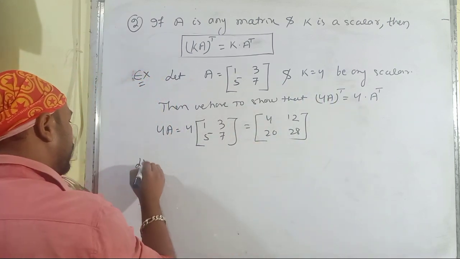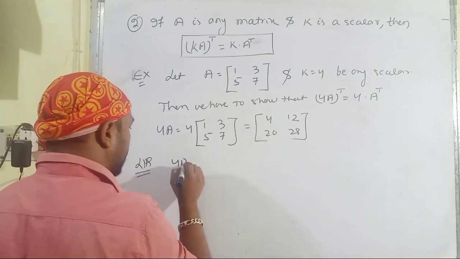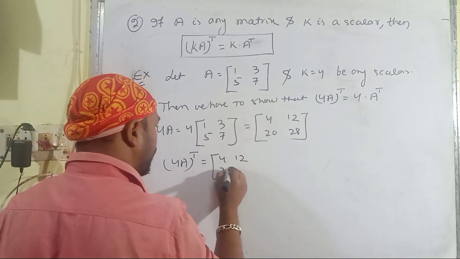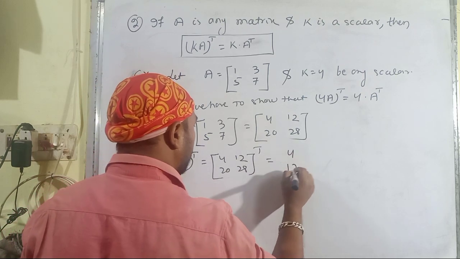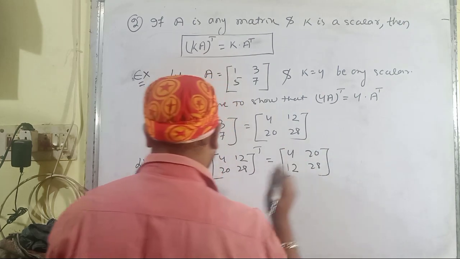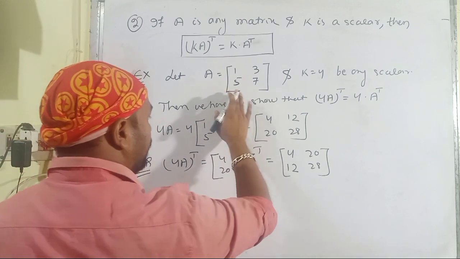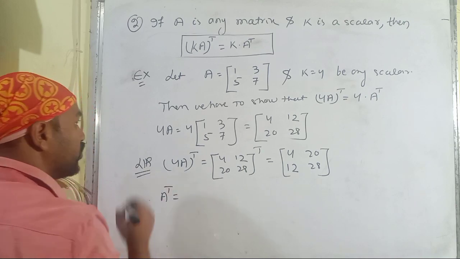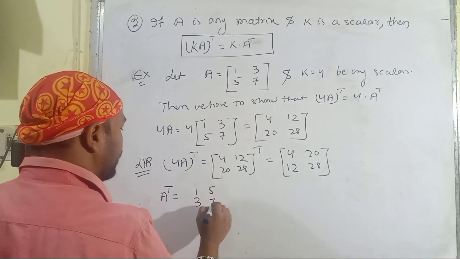Then we find the value of the left hand side first: the transpose of 4A, that means the transpose of 4, 12, 20, 28. So it is 4, 12 in a column, then 20, 28 again in a column. So here is the left hand side. Now we find the right hand side value. To find it, first we have to find A transpose, which comes from the matrix 1, 3, 5, 7.